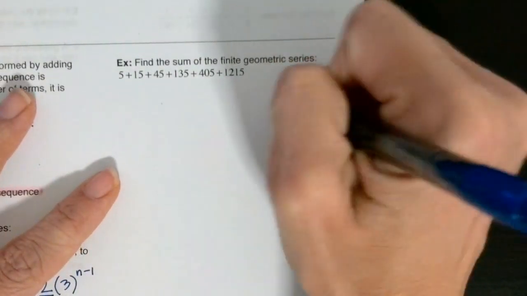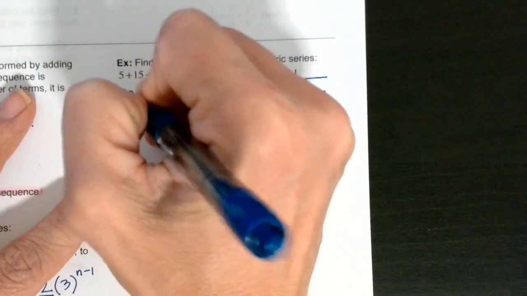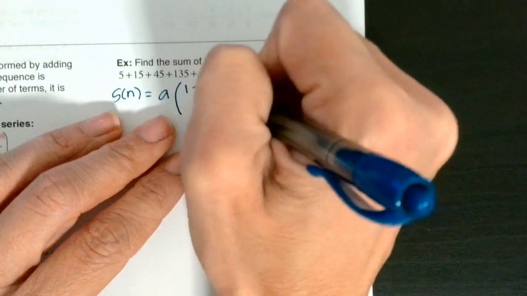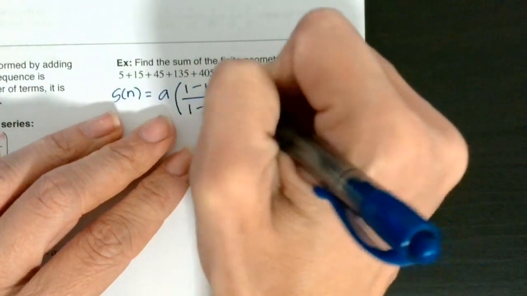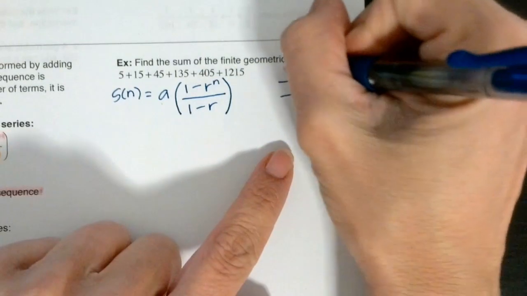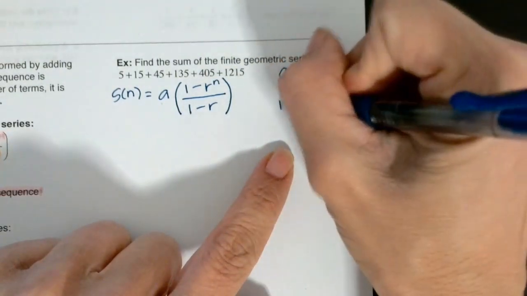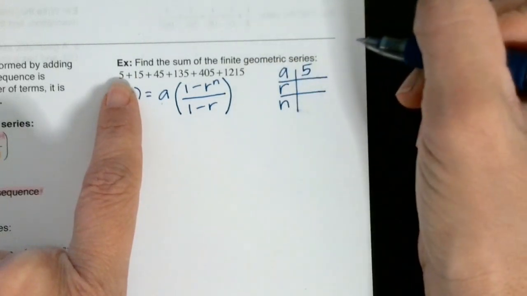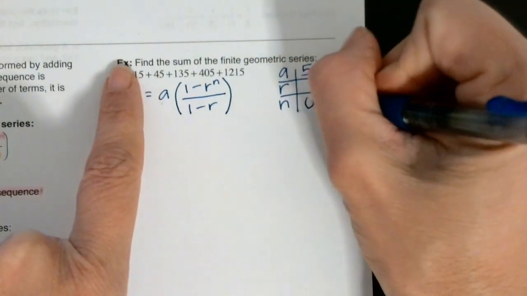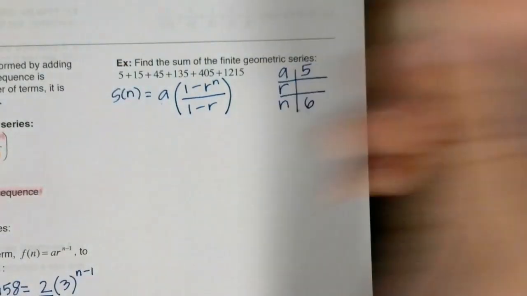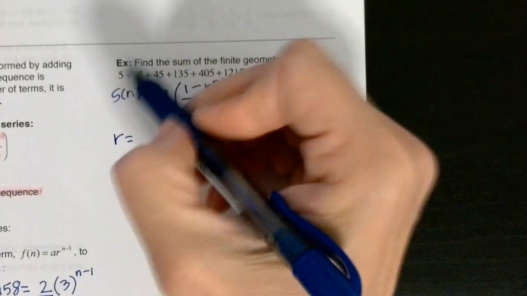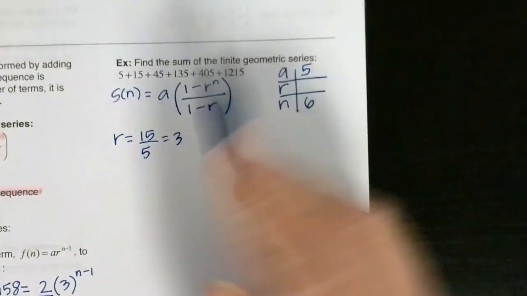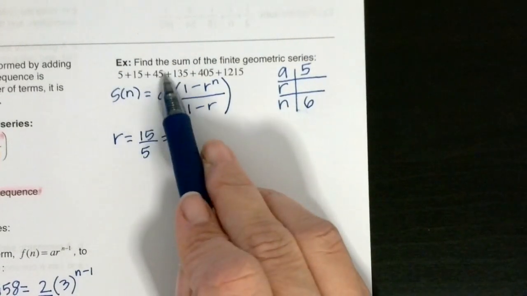So we are going to write our formula. S sub n equals a times 1 minus r to the n all over 1 minus r. We need a, we need r, and we need n. Our a is the initial value, so that's 5. We can see that right there. And we know we have 6 terms because we just counted them, so we just need to find r. And r is going to be 15 divided by 5, which is 3. Or some of you could have seen multiply by 3, multiply by 3, multiply by 3.